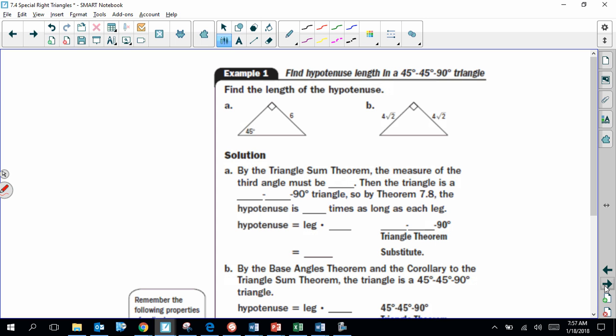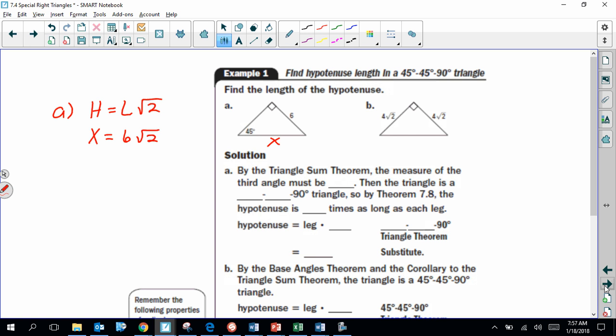So let's take a look at A on the left side of the screen here. Well, the rule for a 45, 45, 90 triangle says we're going to take the hypotenuse and make it equal to whatever the leg is, multiplied by the square root of 2. That's the rule that we use. It's just like using the formula for area of a triangle or something like that. We're going to use this rule and then substitute the things that we're looking for. So in this case, I don't know the length of the hypotenuse, so I can call that x. So I can say the hypotenuse is equal to the length of the leg, which is 6, multiplied by the square root of 2.